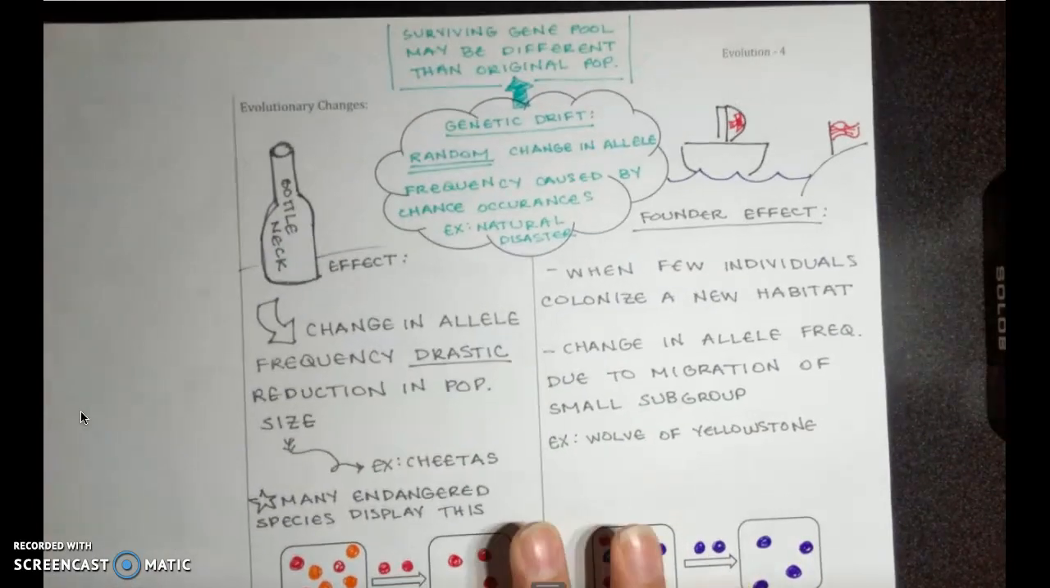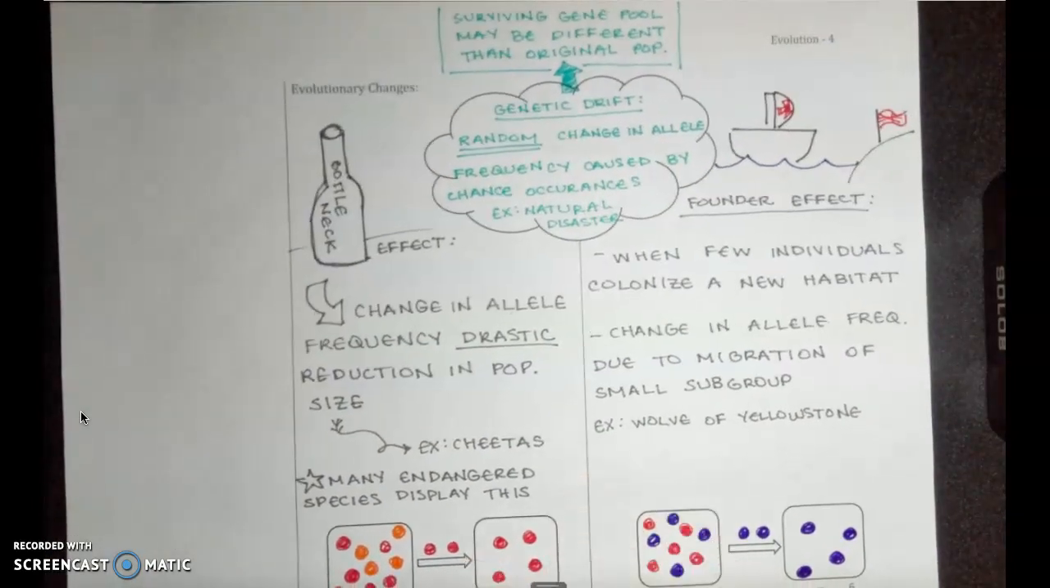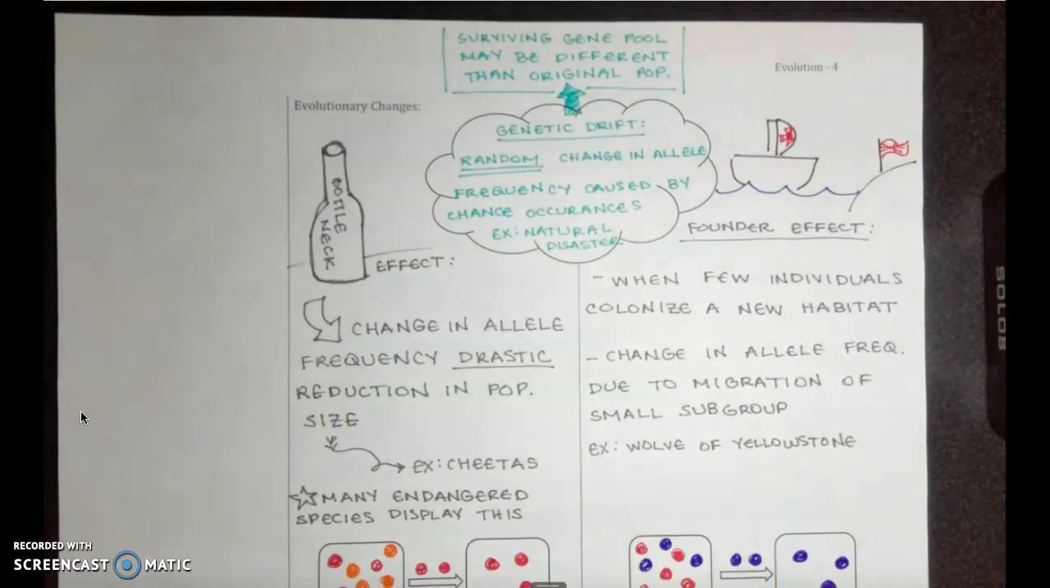This is something that we discuss when we talk about changes in allele frequency, keeping in mind that this is actually not natural selection at work, simply because it is that random change in allele frequency, whereas natural selection is actually selecting for specific alleles that give an advantage.